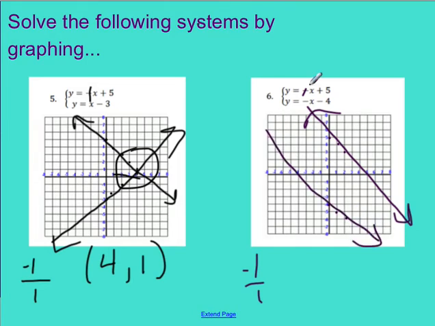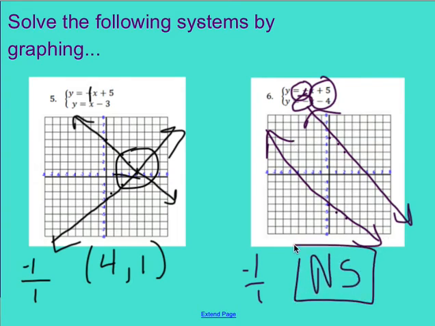Okay, so what I notice is that these have the same slope but different intercepts. So these two lines are actually parallel to each other. So that means that there is no solution. Even if you can tell from the equations that there is no solution, I still want you guys to make sure you're graphing those parallel lines.